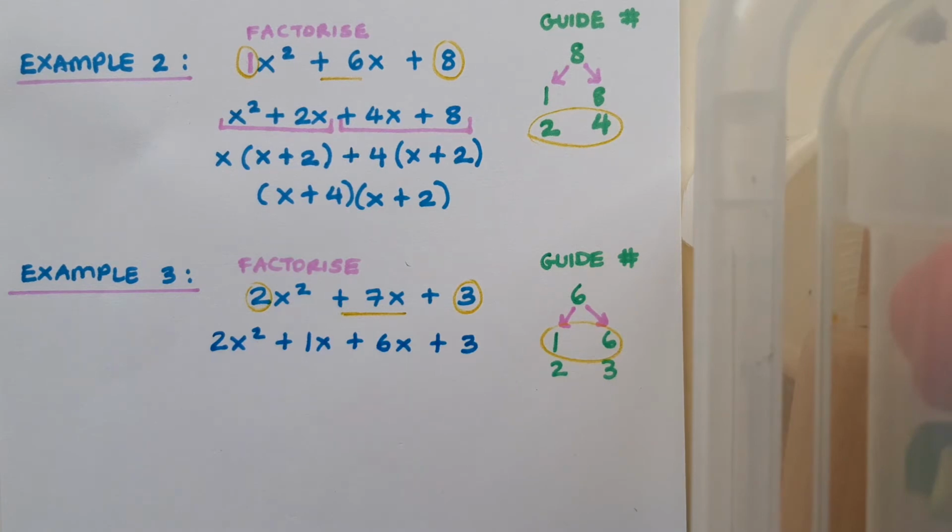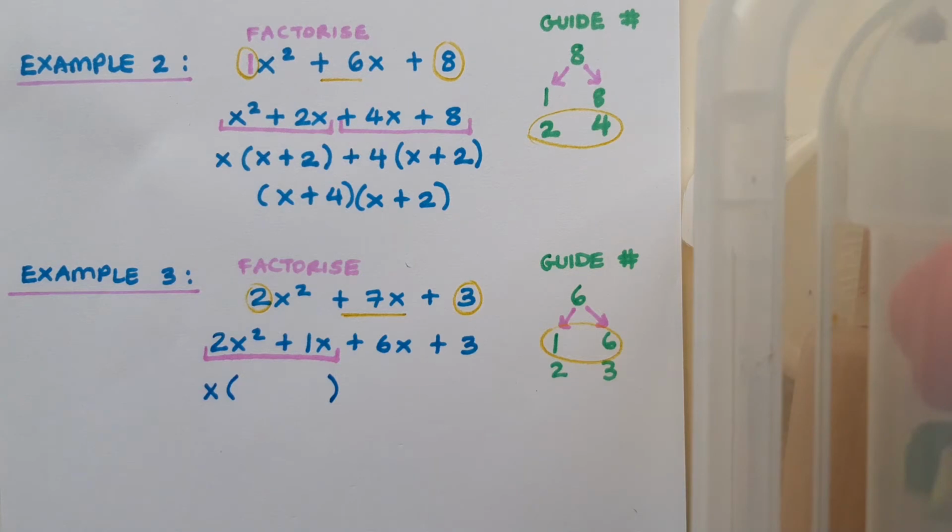So my quadratic now looks like this: 2x squared plus 1x plus 6x plus 3. And now, just like before, I must factorise the first two terms and the last two terms. So looking at the first two terms, what do they have in common? What could I factorise out? I could factorise an x out of both of them. And what should go in the bracket? The bracket should contain 2x plus 1.